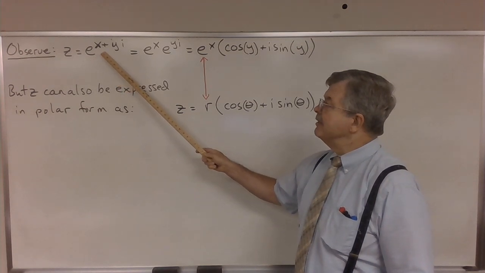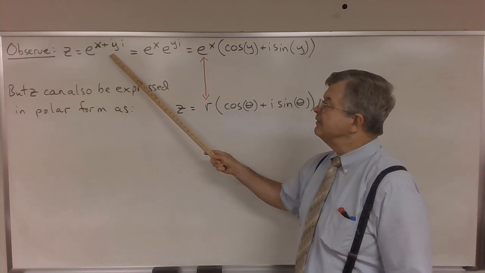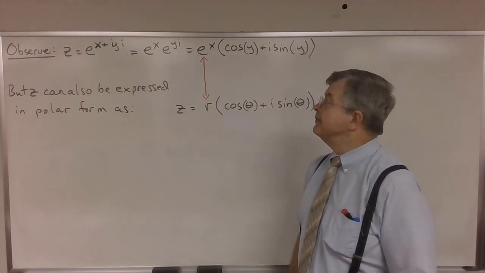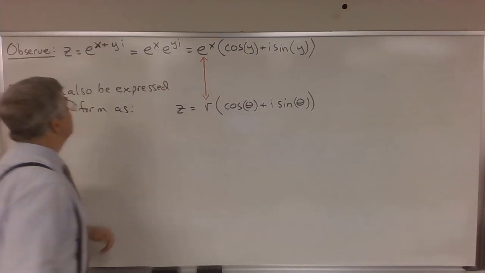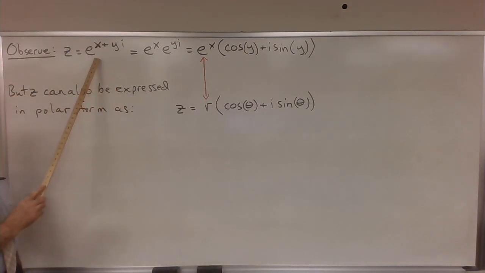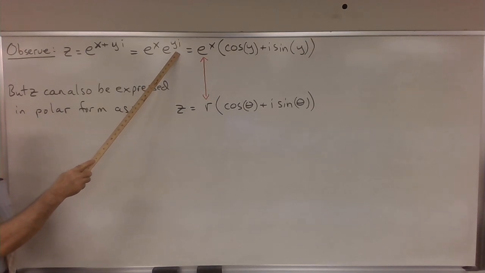e to the power of a complex number. So e raised to the power of x plus iy. And if you think about this, using the laws of exponents, we can decompose this into e to the x times e to the yi.